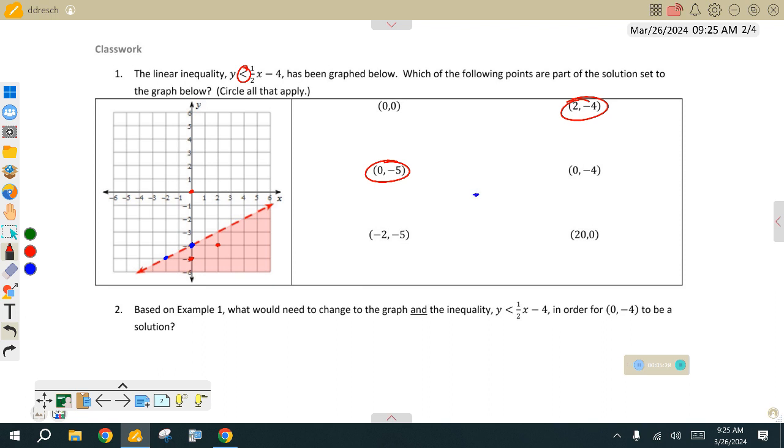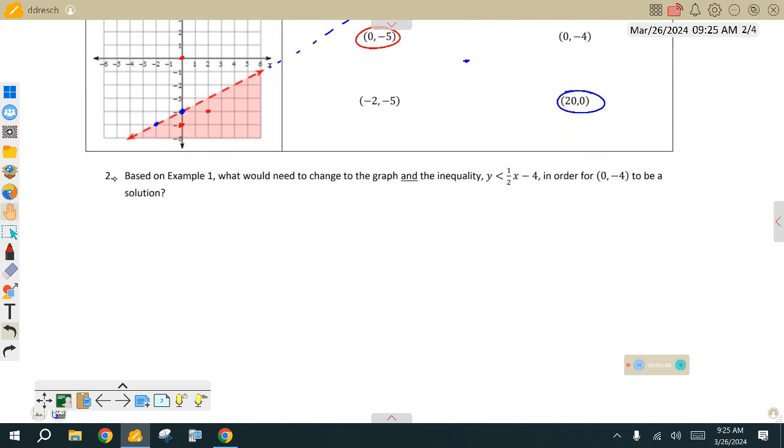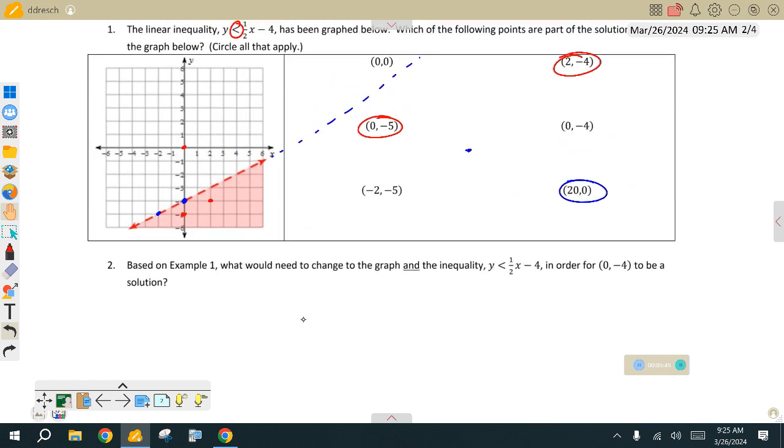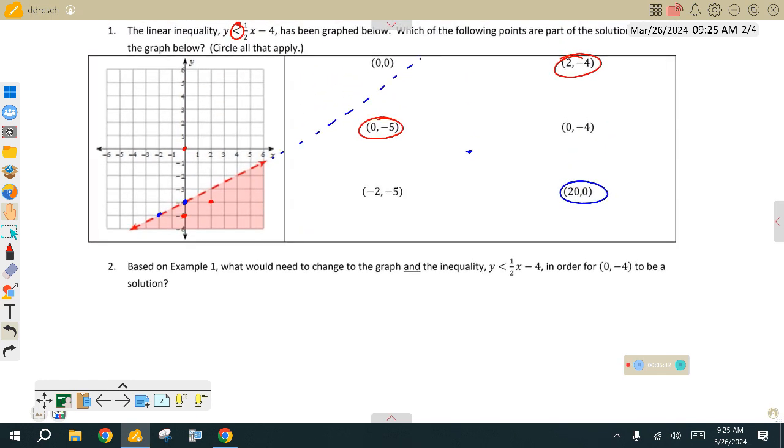But what's going to happen here? It continues on, right? And that's clearly going to be in the solution zone, isn't it? Okay. So now, based on all that, what will we need to change then for that 0, -4 to be a solution? What would need to happen for 0, -4 to become a solution?